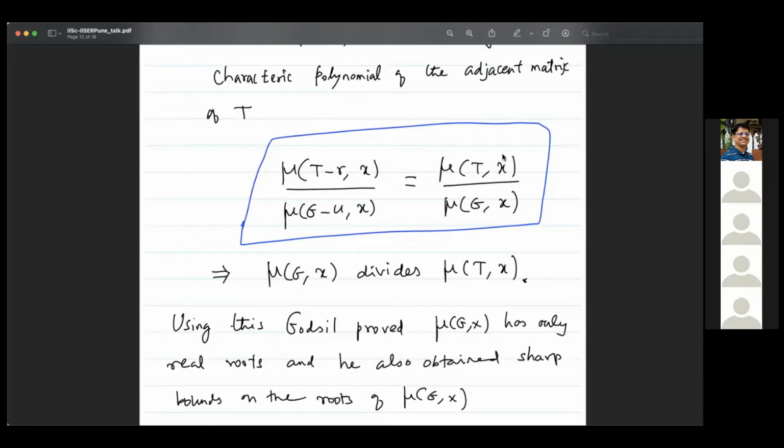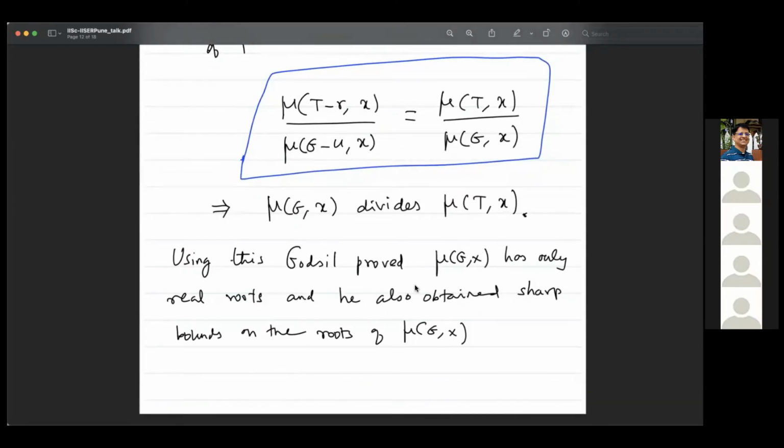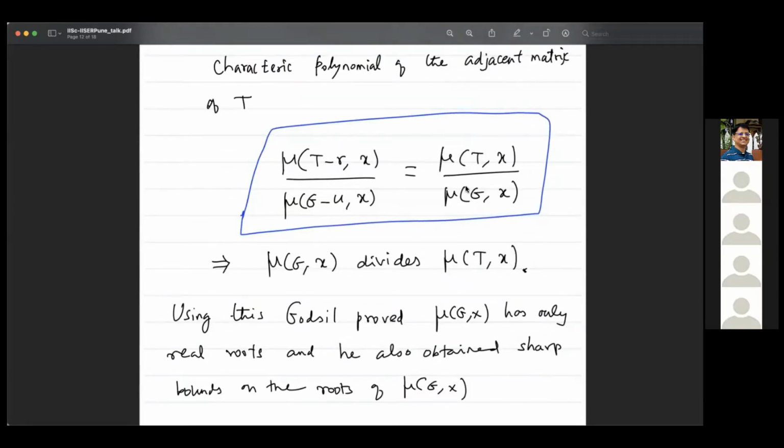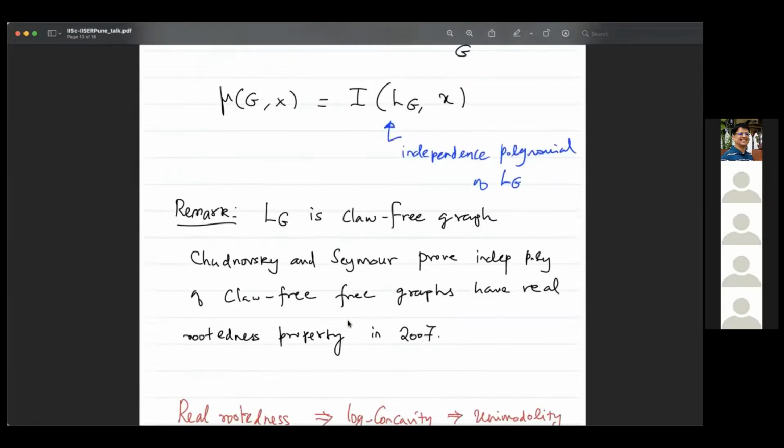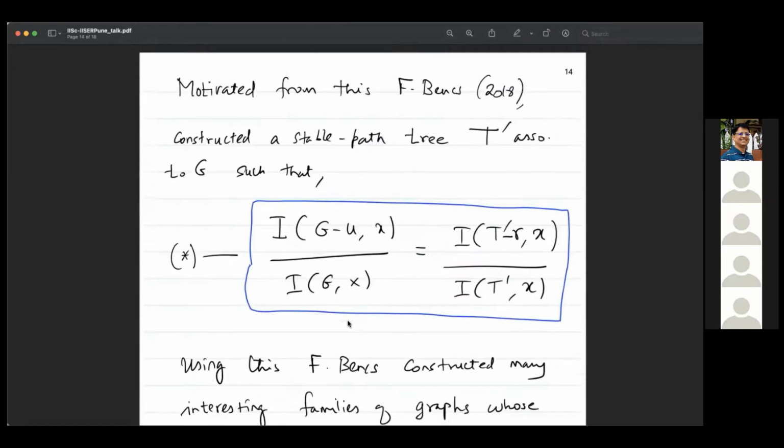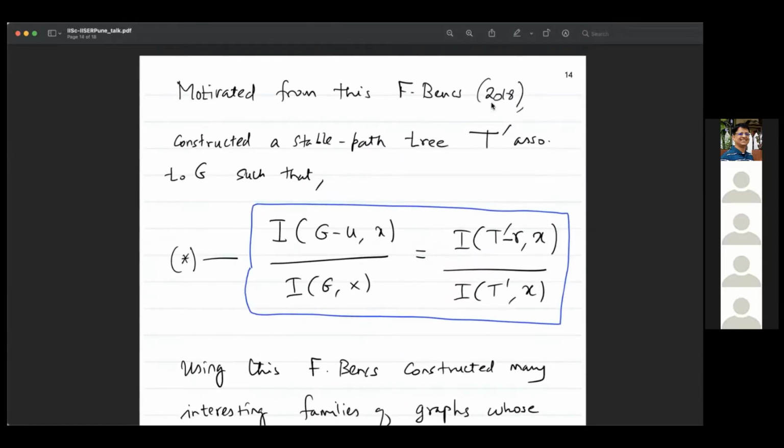They are real rooted. So that will tell you that this mu of gx is actually real rooted. Okay, so this actually motivates one to study this kind of identities. So what Banks actually did in 2018.